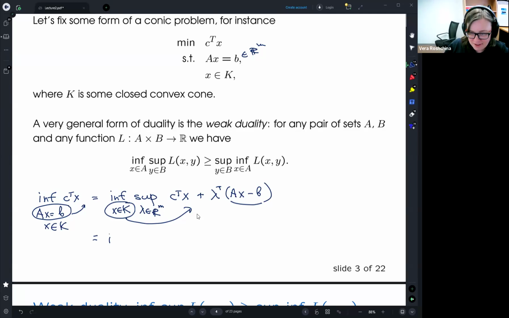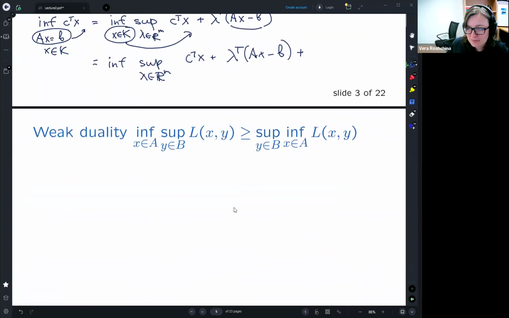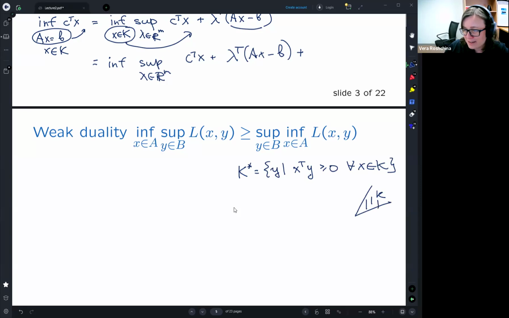So I'm going to continue writing it like this. C transpose x plus lambda transpose (Ax minus b). And then I need something else that will do the same thing with this conic constraint. And so the dual cone, we can define it like this. The dual cone to K is all points y such that x transpose y, or the inner product between x and y, is greater or equal to 0 for all x in K.